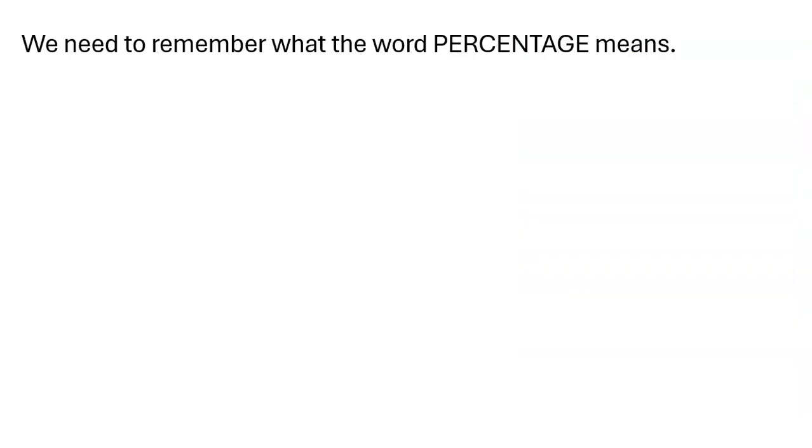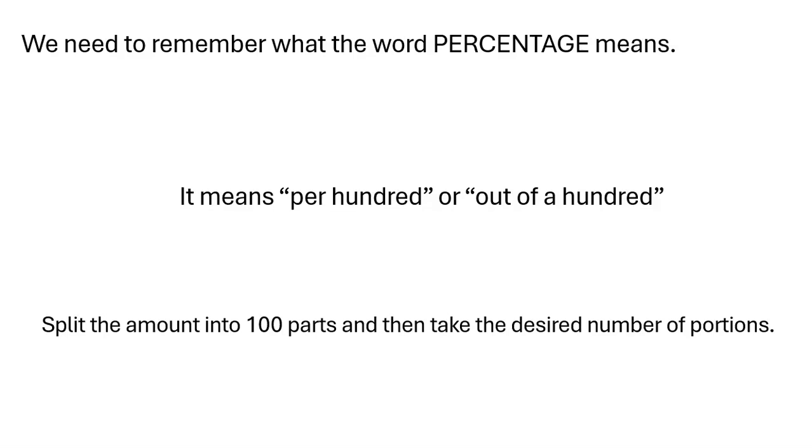First thing I want you to do is ask yourself and see if you can remember what the word percentage means. Because knowing what that word means leads us into the base of the skill for being able to use a calculator. Now, I want you to remember that the word percentage means per 100 or out of 100. Essentially what we're going to do is take the amount and split it into 100 equal sized parts. We're then going to take the number of these portions that we desire, so whatever our percentage is, and that's going to be our solution.